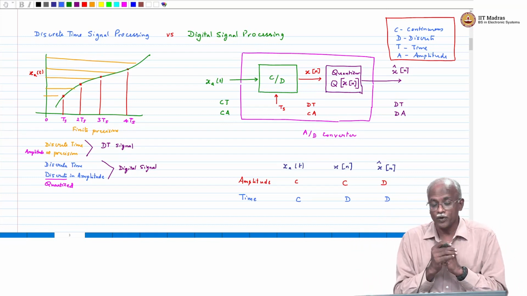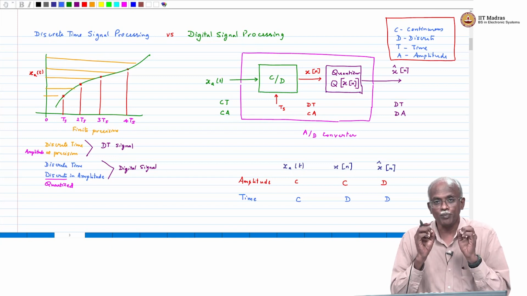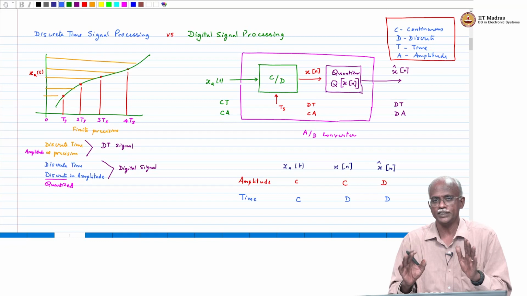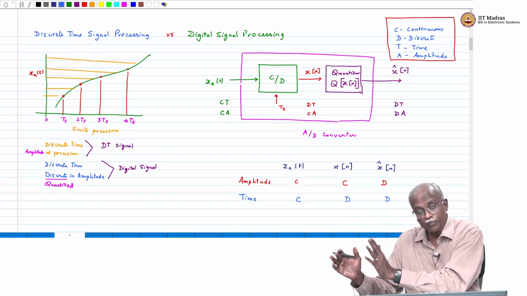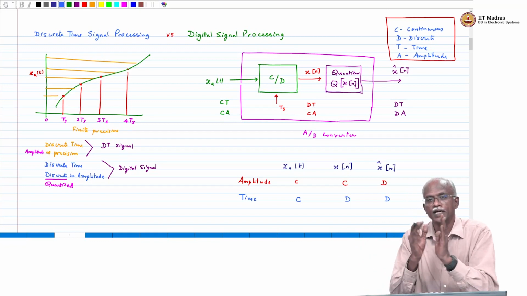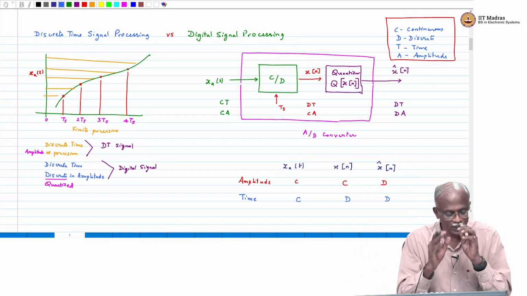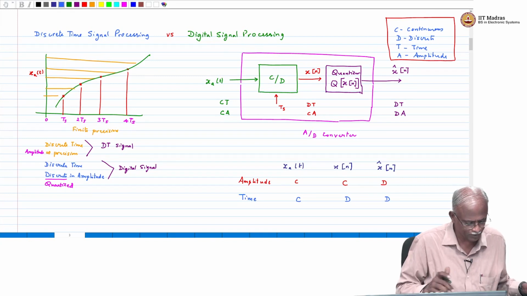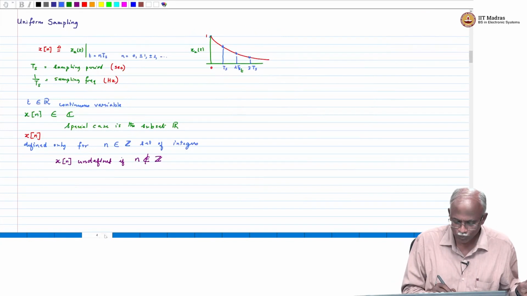But as far as our course is concerned, we are going to be primarily talking about discrete time signals. We're not talking about quantization. The effects of quantization can be studied and will be covered towards the end of the course, but for the most part, we are going to be looking at it in the context of a discrete time signal. Let us move on.